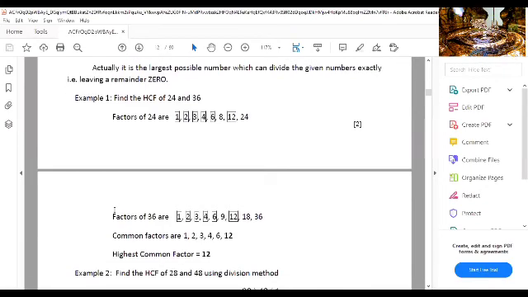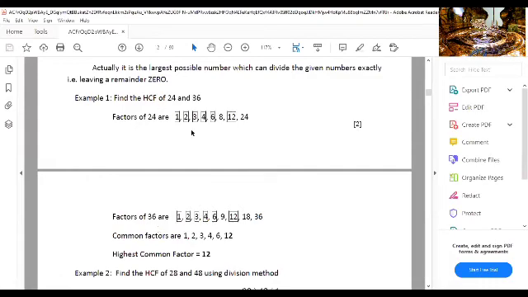And 36 also we write easily. 1 36 is 36, 2 18s are 36, 3 12s are 36, 4 9s are 36, 6 6s are 36, next 9 4s are 36, 12 3s are 36, 18 2s are 36, 36 1s are 36. These are the factors.